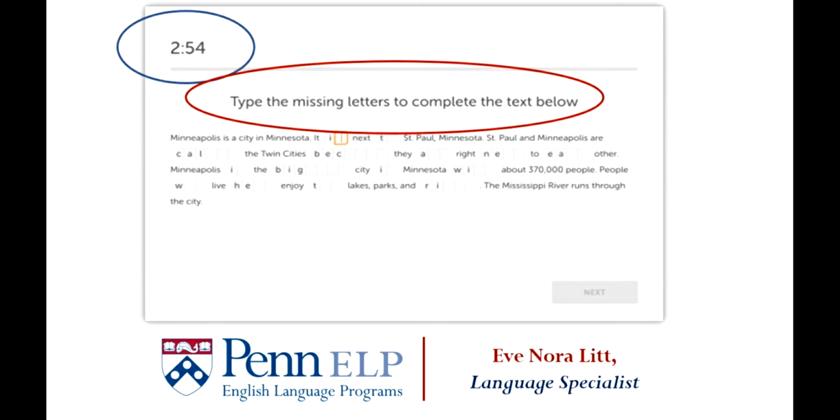And directly below that, you'll see the questions you have to answer. So in this case, it's a paragraph, and there are missing parts of some of the words. Finally, in the lower right-hand corner, you'll see this button that says Next, which you should only hit when you're done.